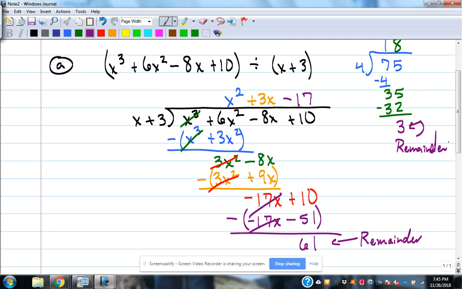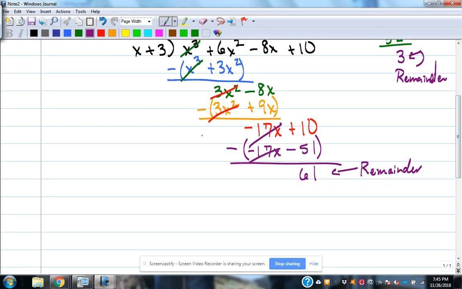Because 4 won't go into it, right? So we know that's the remainder. And there's nothing else to bring down. So when we go to finish this problem off, our quotient, our answer, is x squared plus 3x minus 17. And this is how we're going to write the remainder. Plus 61 over x plus 3.